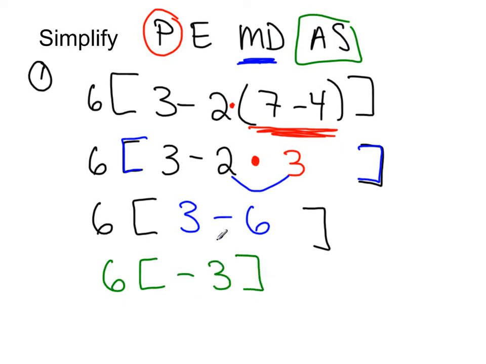And before we can drop these brackets, we got to see, are they important? Is there something going on? Are there exponents? No. Is there implied multiplication? Yes. We have 6 times negative 3, which gives us negative 18. And that's our final answer.